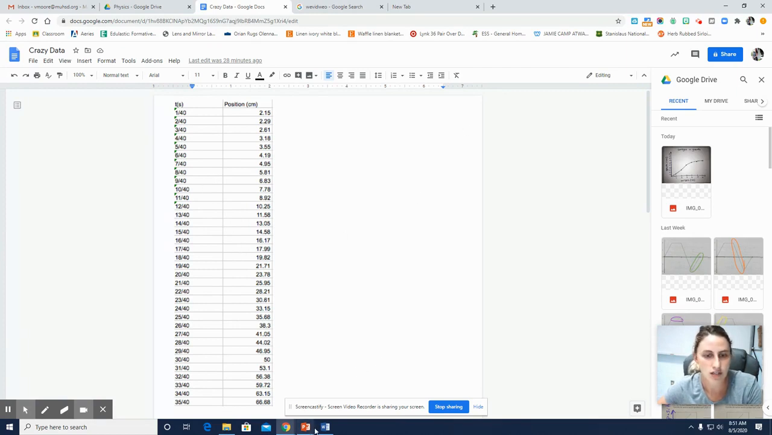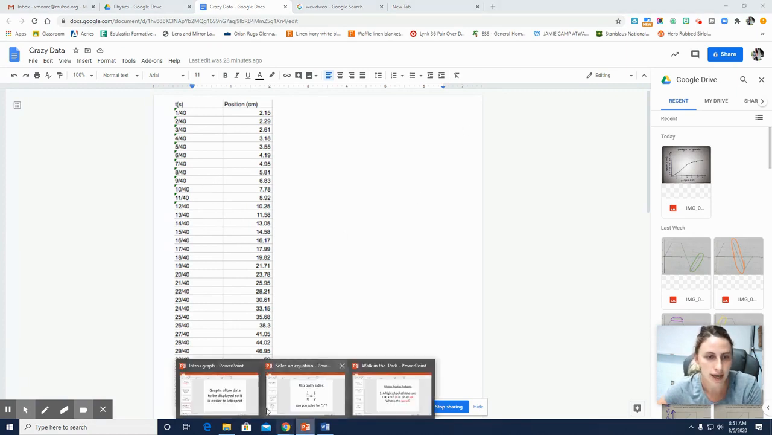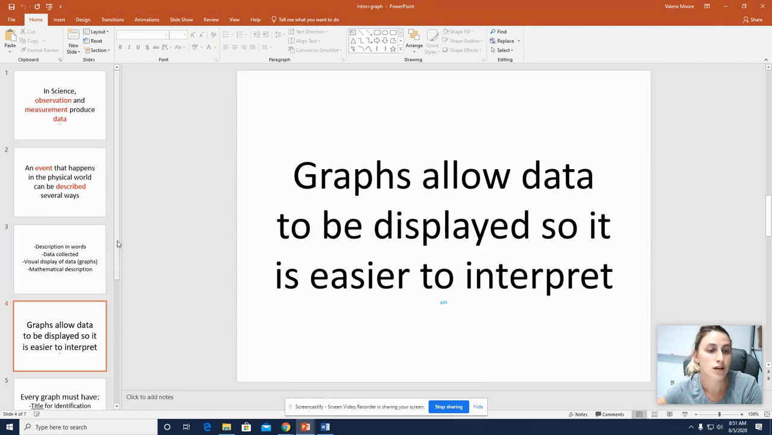And so what we can do, and what we're going to do today, is we are going to collect data, and we are going to use that data to create a graph. And a graph is going to allow data to be displayed so it is easier to interpret. So we're going to get this data and we're going to graph it so we can more easily understand and interpret the data.